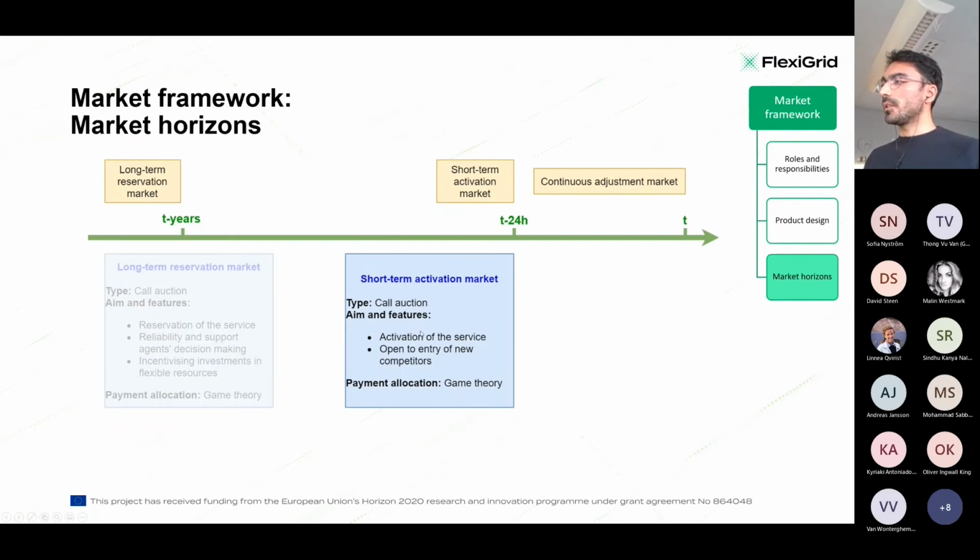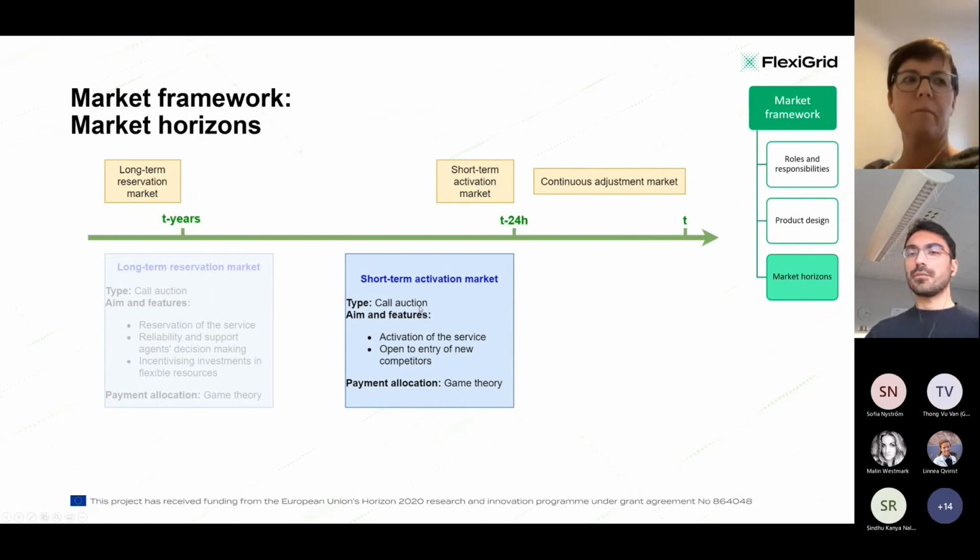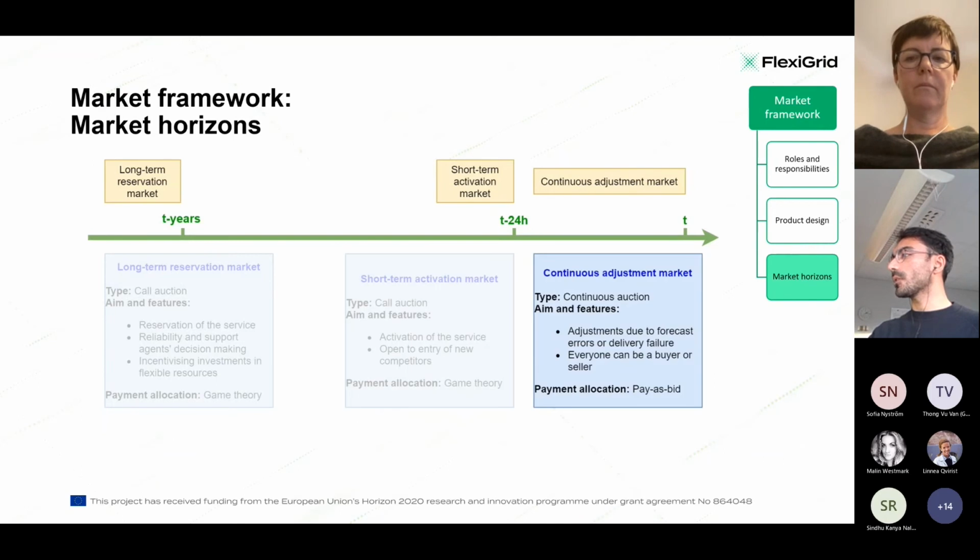Short-term activation market: you have reserved some service. Here you will decide, do you want to activate it or not? It's open to the entry of new competitors. So even if someone is cleared here for reservation, they are obliged to bid in the activation market. But it is open to new competitors as well. So if someone is going to sell the flexibility at lower prices, they can get cleared in this activation market. And it is, for example, related to the entry and exit criteria Sophia was explaining.